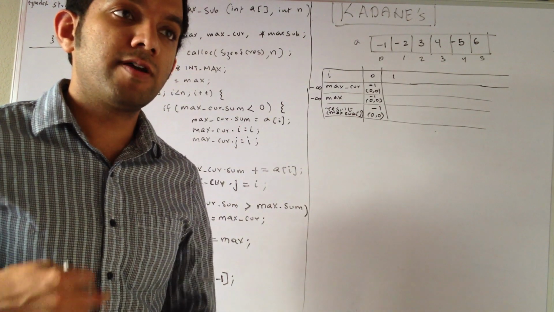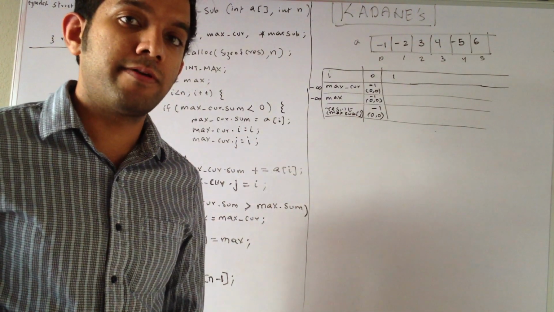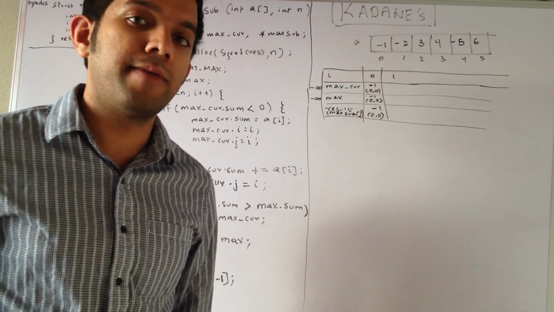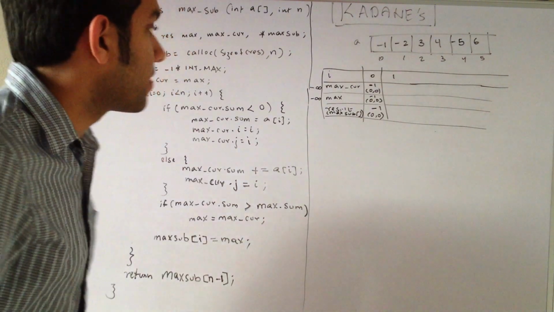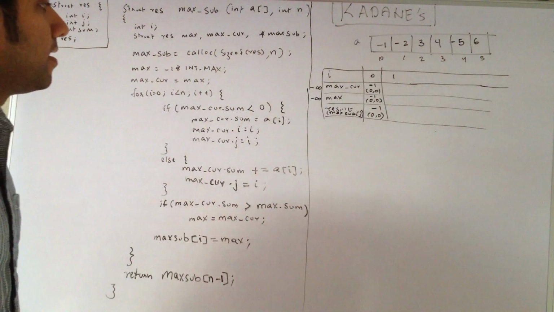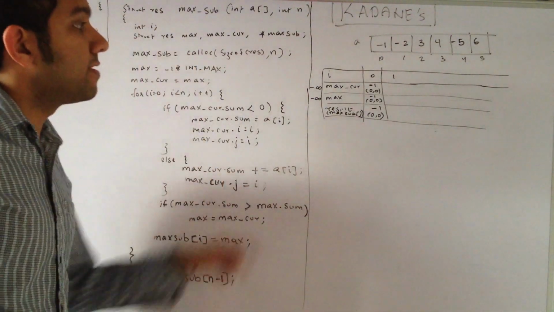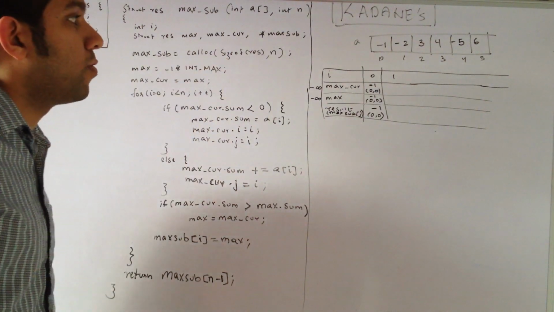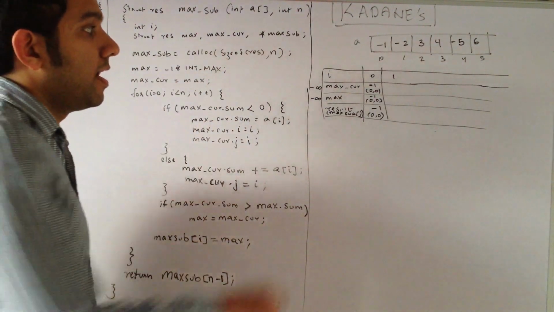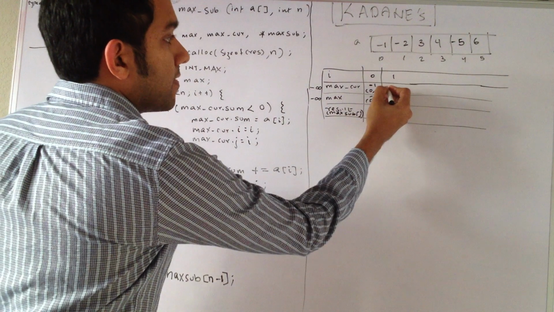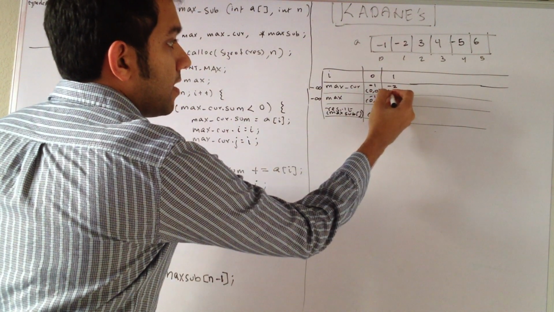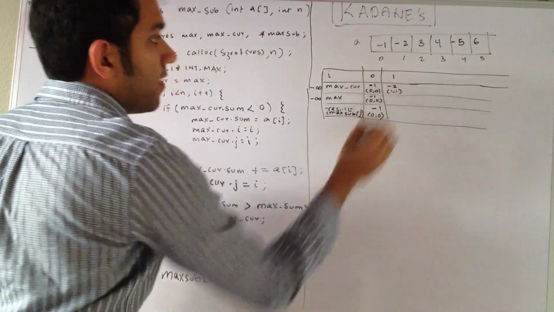So if we were to add ourselves to a negative number, we would get more negative, which does not help us get a maximum sum. So what we do here is we throw away whatever's in maximum current, which is -1, and we just take whatever's in A of 1, which is -2, and we include it in maximum current. So this becomes -2, and we set the interval to 1, 1.